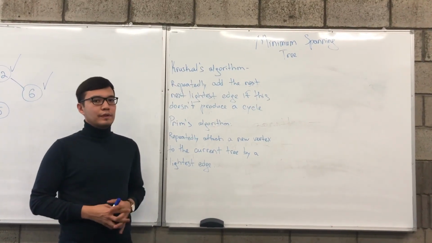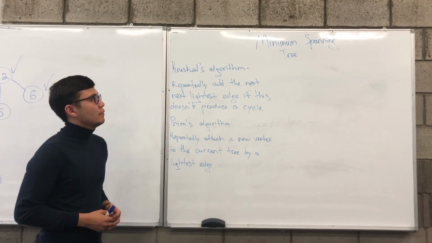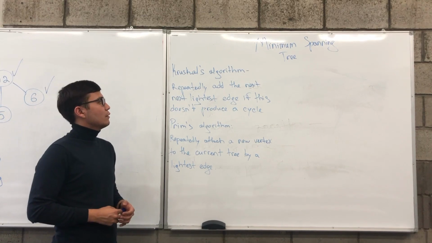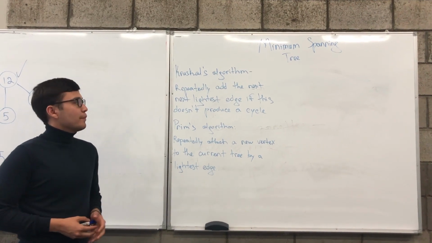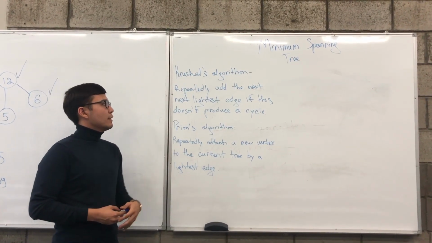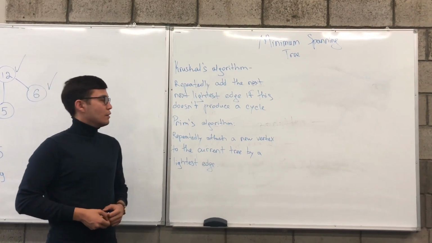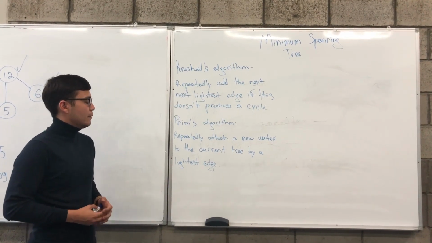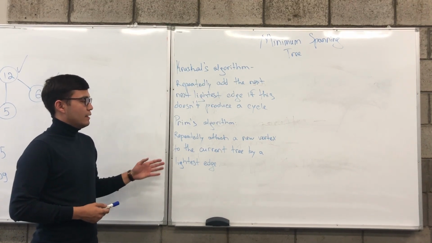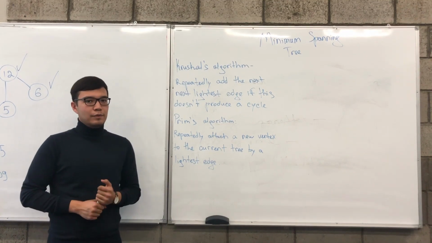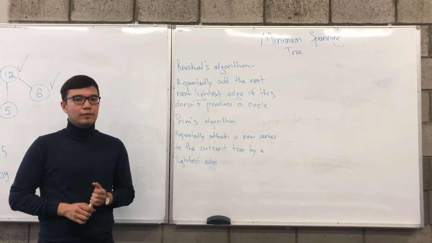So there are two greedy algorithms where we can use the minimum spanning tree. The first one is Kruskal's algorithm. Kruskal's algorithm repeatedly adds the next lightest edge if this doesn't produce a cycle. The second one is Prim's algorithm, which repeatedly attaches a new vertex to the current tree by the lightest edge. I will draw the examples right now.